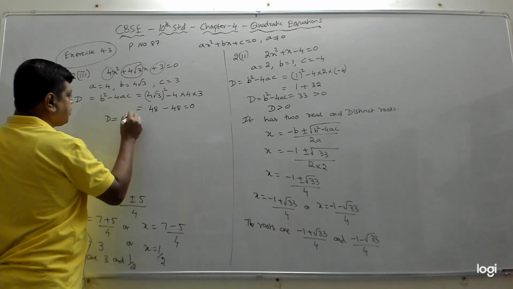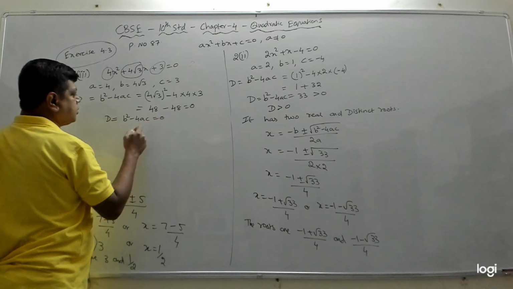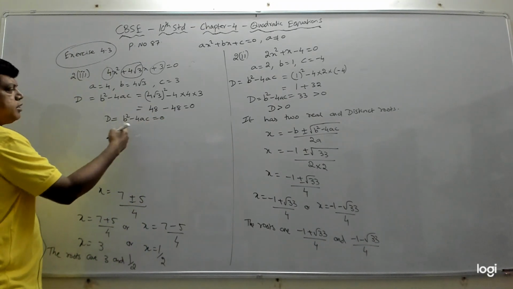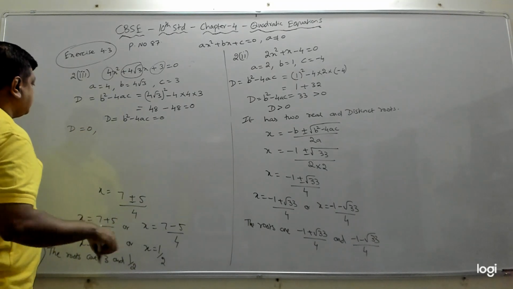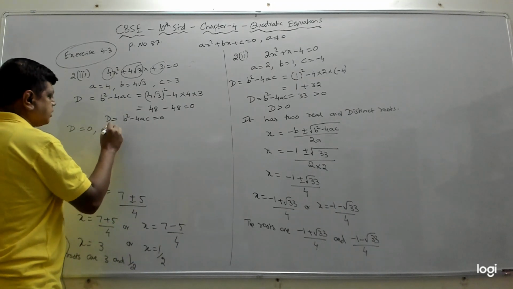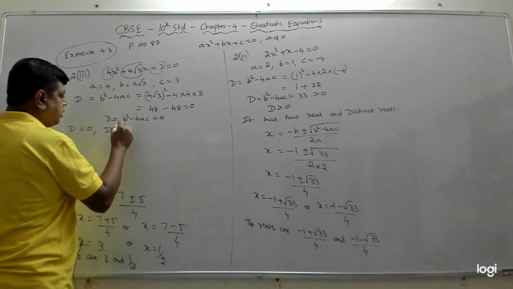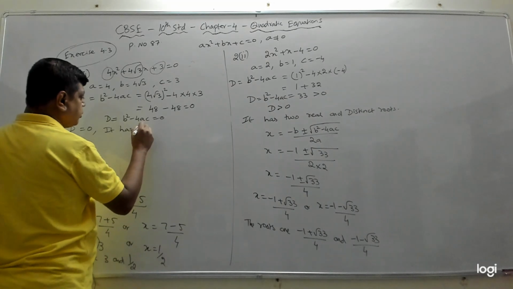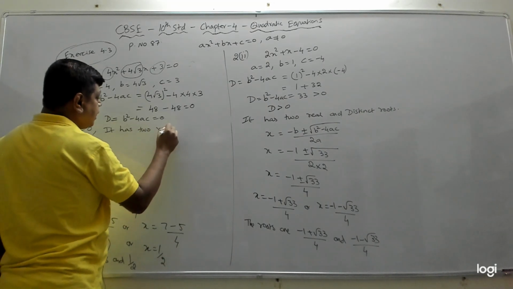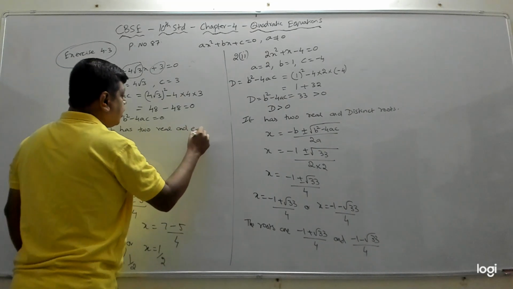D is equal to b square minus 4ac, and that is equal to 0. So b square minus 4ac is also 0, which means D is 0. D is 0 means the quadratic equation has two real and equal roots.